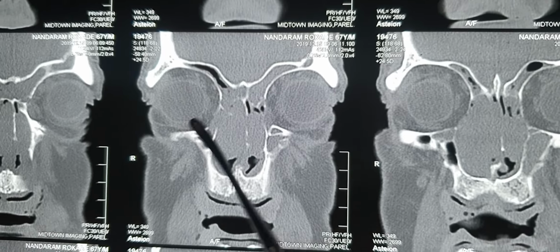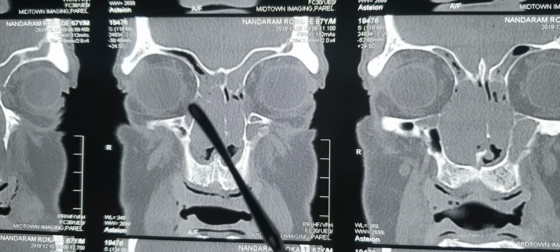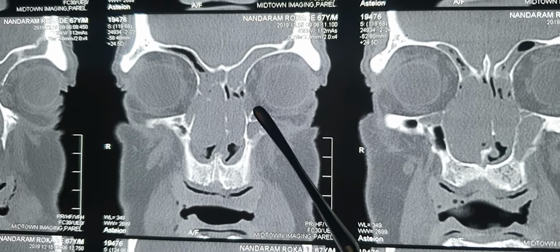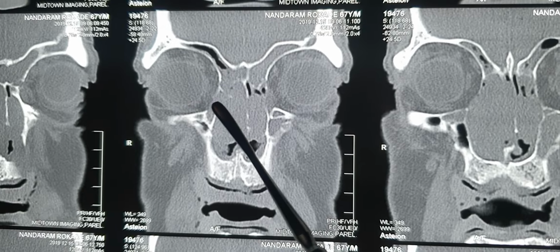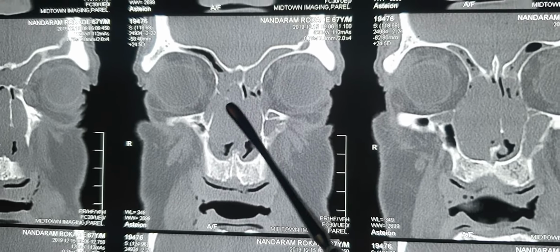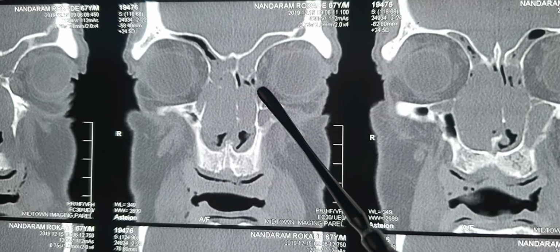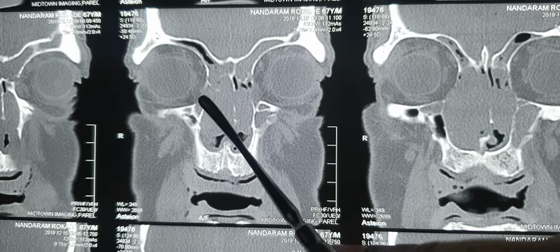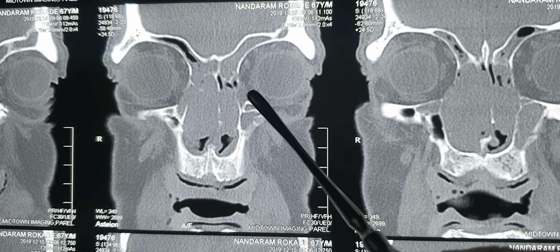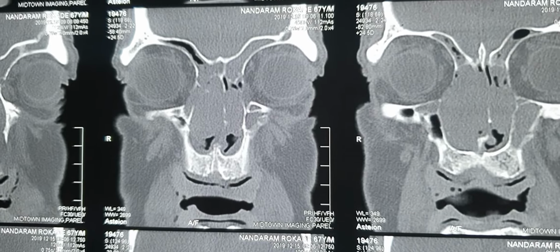Now this is the orbit. This is the medial orbital wall. That's the lamina papyracea, which seems to be intact. There is no soft tissue continuation from the nasal cavity into the orbit. So we can safely say the lamina papyracea is quite intact. There is no dehiscence or erosion at all.